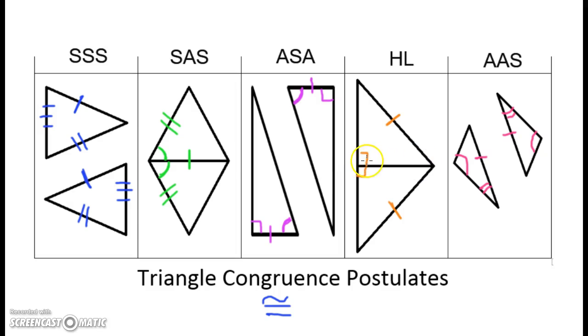So in this picture, this leg is shared. So I'm going to say that leg equals itself. So now I have a hypotenuse and a leg, so I can say these two triangles are congruent using hypotenuse leg. So these are the 5 congruence postulates that you are going to be responsible for.